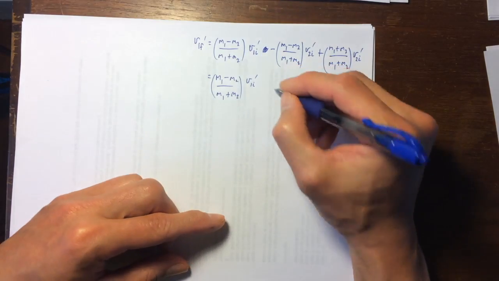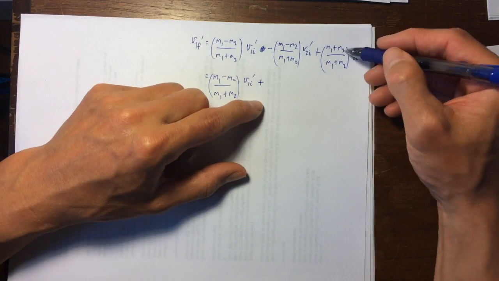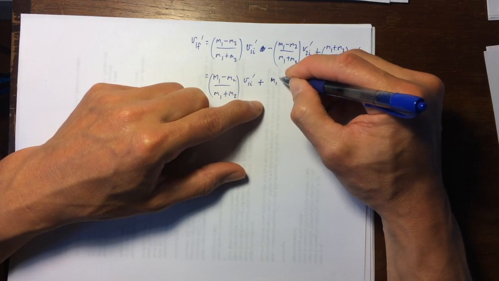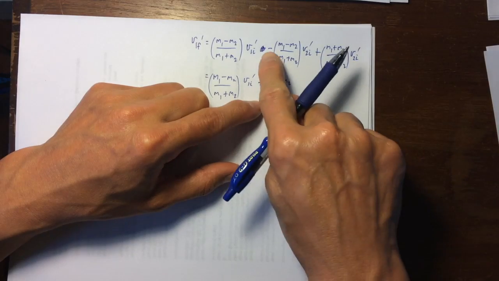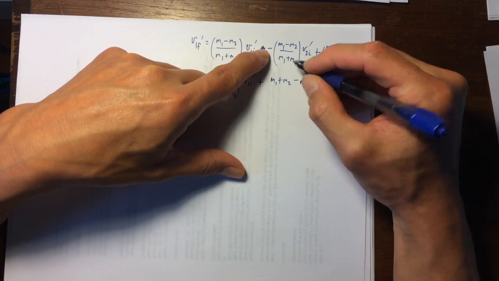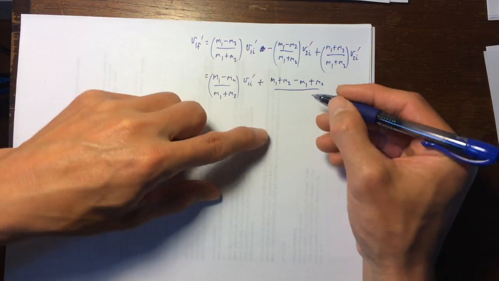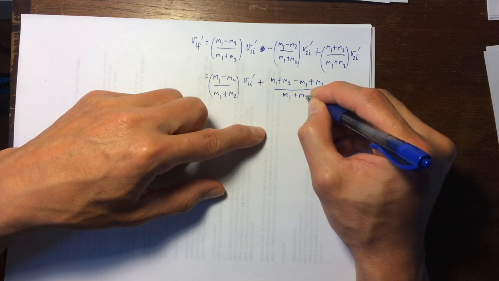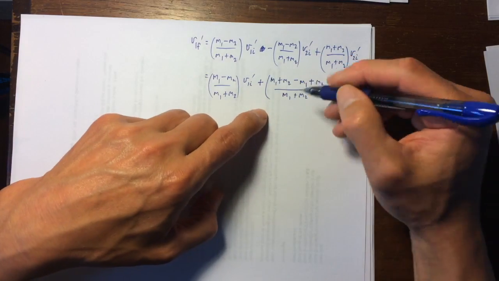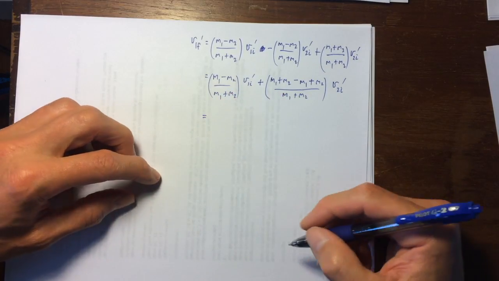So let's do it this way. So it goes plus. So here's the plus term. It's m1 plus m2 minus. So it goes minus m1, and then minus times minus is plus, plus m2, all divided by m1 plus m2, like that, on v2 initial prime, and this equals.